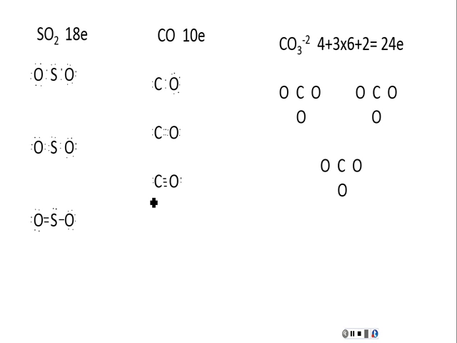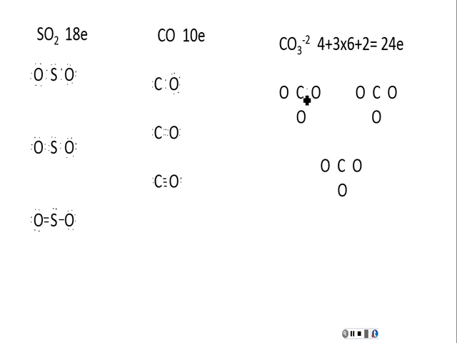Now the next one we have here is a polyatomic ion. You can see the negative charge on it. Now this is only going to affect the total number of valence electrons. So we have 4 from the carbon, 3 oxygens are 3 times 6, and I'm adding 2 more because of the negative charge. If this had been a positive charge, I would have subtracted the number of the positive charge from the total. So I have 24 electrons.